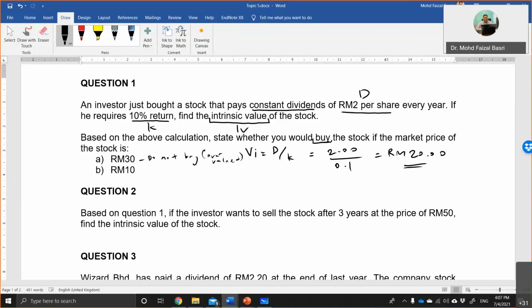Okay, as for 10 ringgit, obviously, if the real price is 20 ringgit, but the market is only selling for 10 ringgit, so this is where you buy. Okay, you buy the stock. Why? Because this is undervalued. Okay, undervalued. So if the selling price is not given, the formula is quite straightforward. Okay, like this.